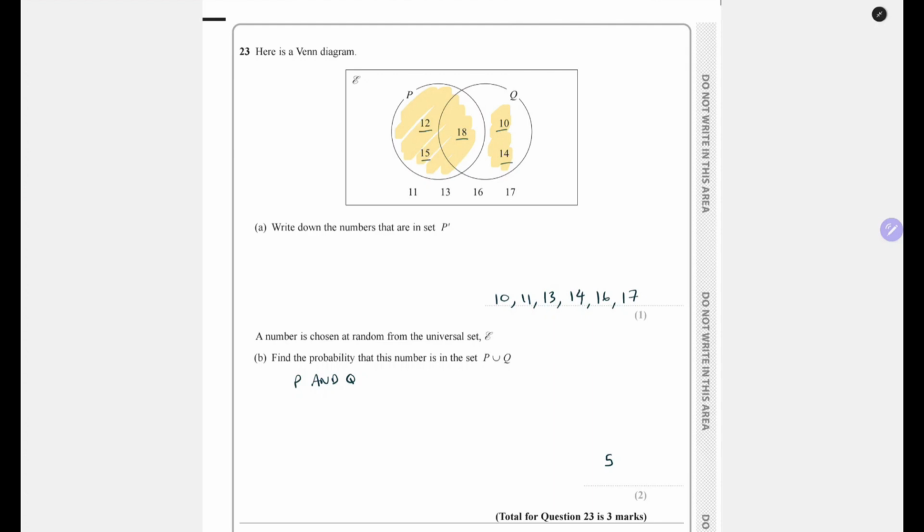Now it's asked us for the probability. So we need the total number of numbers. So that's another 1, 2, 3, 4. So 5 plus 4 is 9. So there's a total of 9 numbers. And so our probability is 5 over 9.